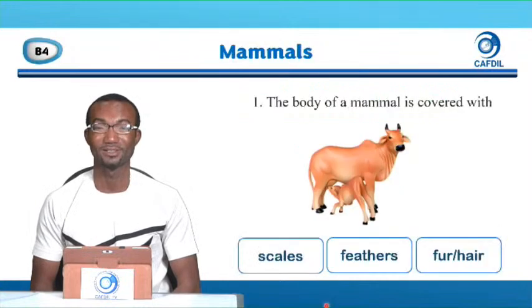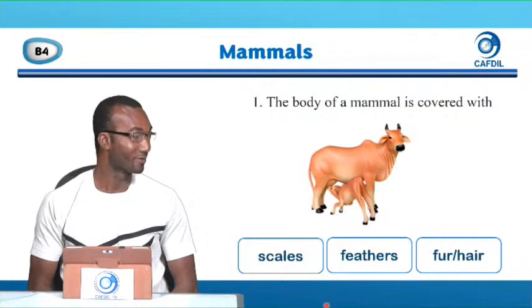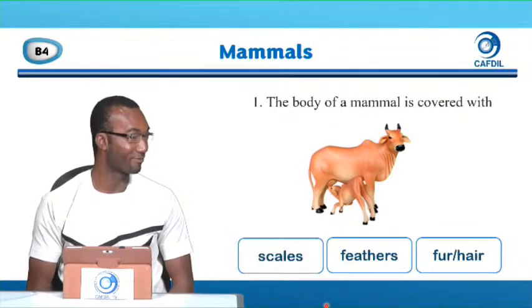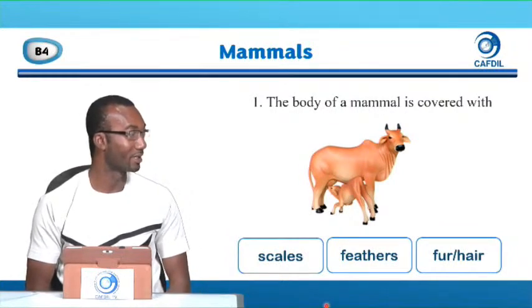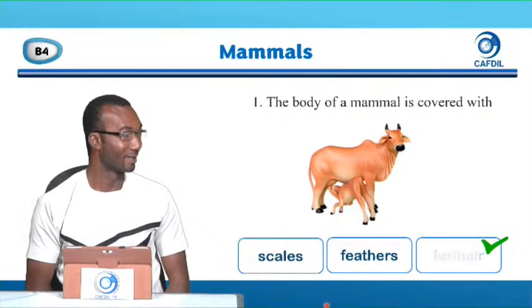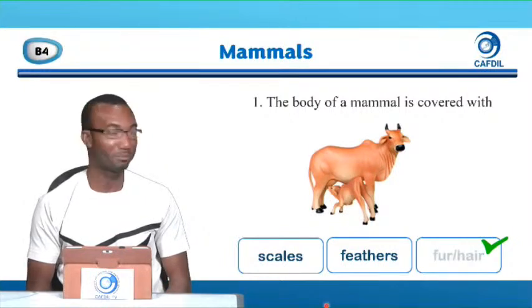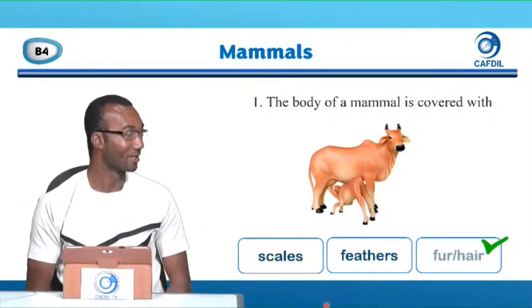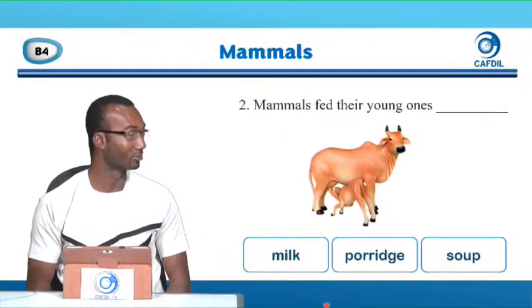Let's test ourselves. 1. The body of a mammal is covered with: we have scales, we have feathers, we have fur or hair. Good. The answer is fur or hair. So the body of a mammal is covered with fur or hair.